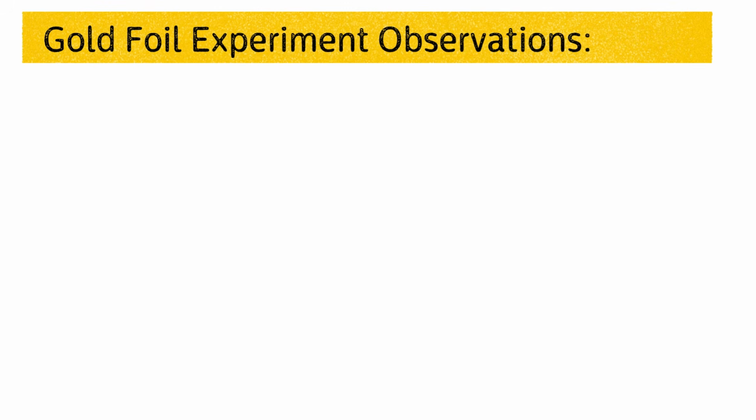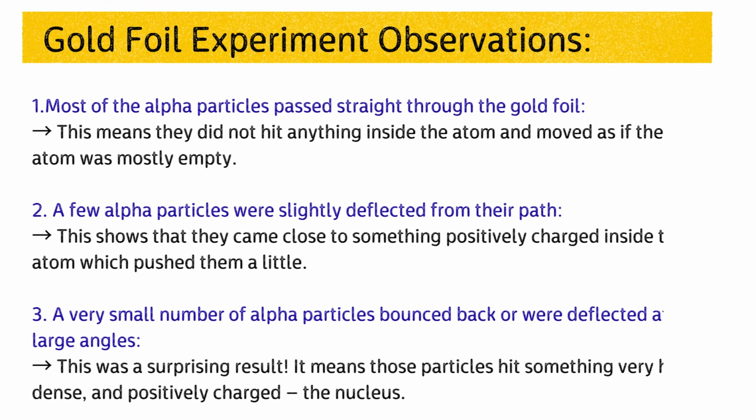The observations of the gold foil experiment. First, most of the alpha particles passed straight through the gold foil. This means they did not hit anything inside the atom and moved as if the atom was mostly empty. Second, a few alpha particles were slightly deflected from their path. This shows that they came close to something positively charged inside the atom which pushed them a little. Third, a very small number of alpha particles bounced back or were deflected at large angles. This was a surprising result. It means those particles hit something very hard, dense, and positively charged, the nucleus.